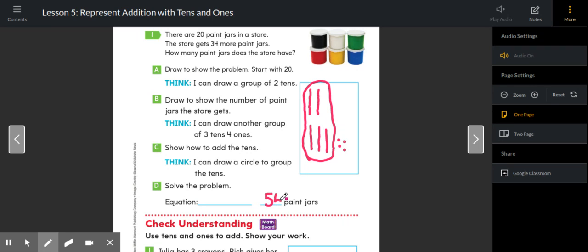Now, what equation did we just do with our drawing there? We took 20 paint jars, which was the 2 tens that we drew at the top, and we added 34 paint jars that the store got. And that is equal to the 54 paint jars that we just counted together.